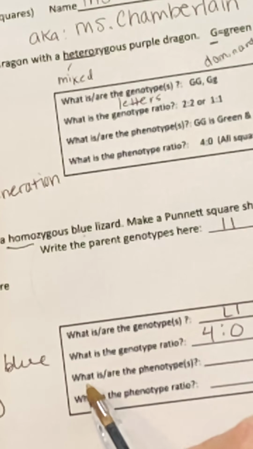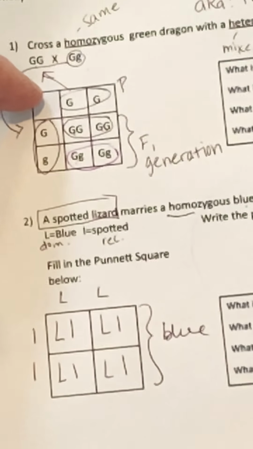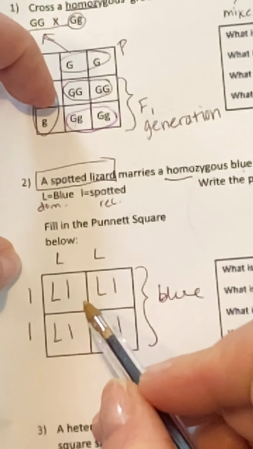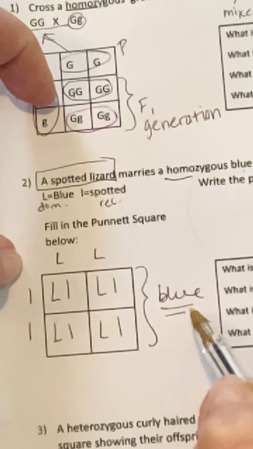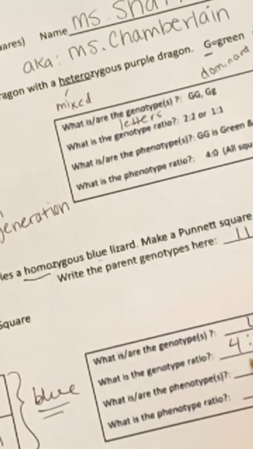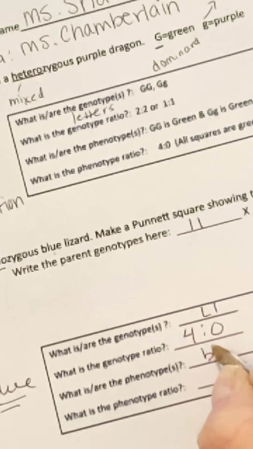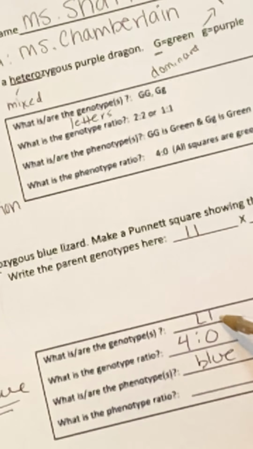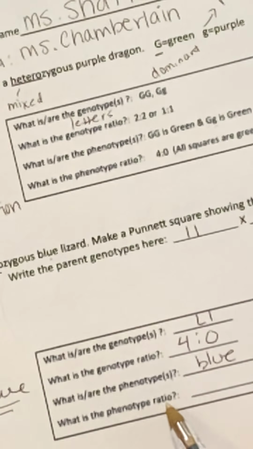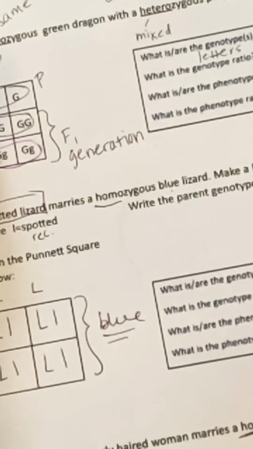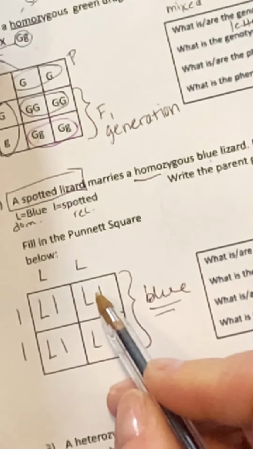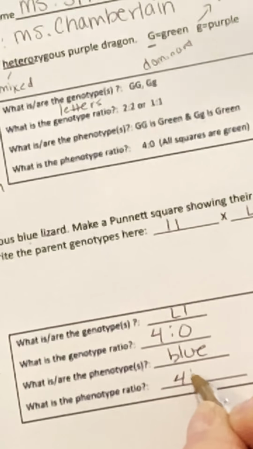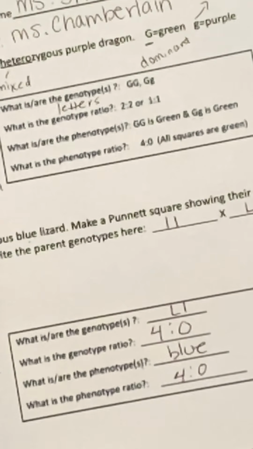And then the next question is asking, what are the phenotypes? There's only one. Big L, little l, which gives us blue. So blue is our phenotype because that's the physical characteristic, which is blue. We already wrote the genotype up here. And then what is the phenotype ratio? It's the same, right? 1, 2, 3, 4. They're all blue. 1, 2, 3, 4. And there's nothing else, so it goes to 0.